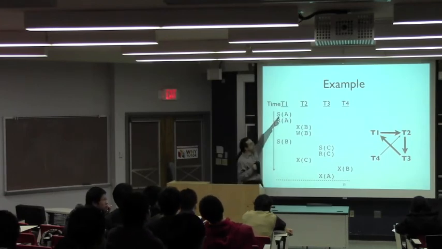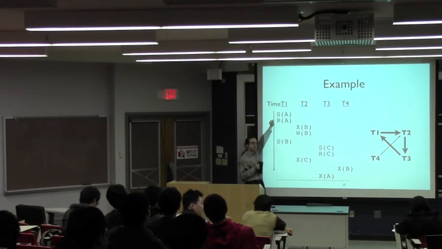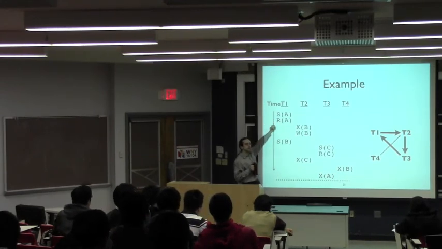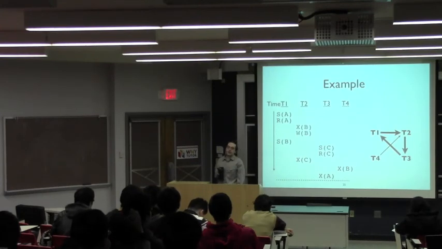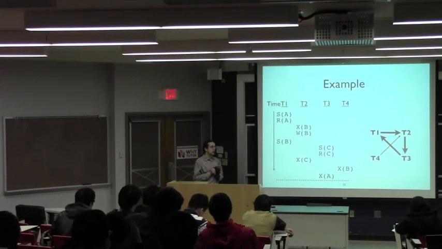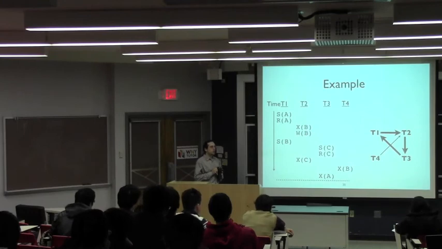T1 has a shared lock on A. So what if T1 again wants to write something into it? Does it release the shared lock and then put an exclusive lock on A? Yes. If T1 is the only transaction holding that lock, then at any point it can upgrade that shared lock into an exclusive lock.